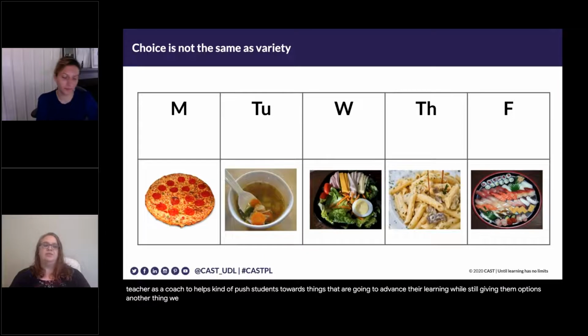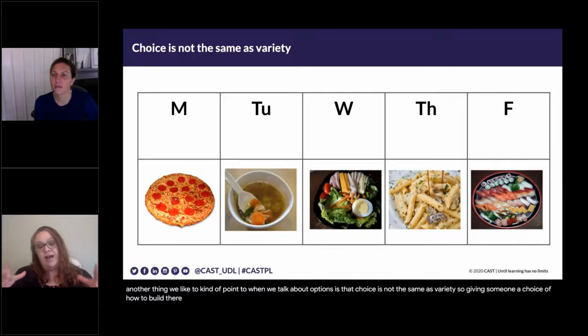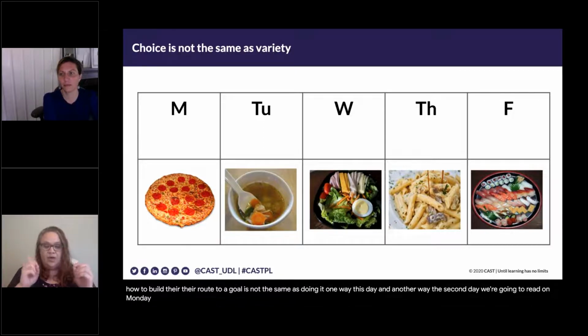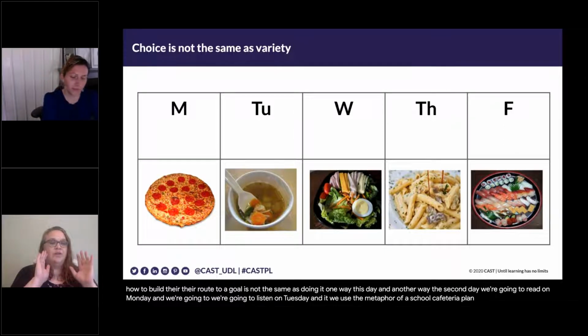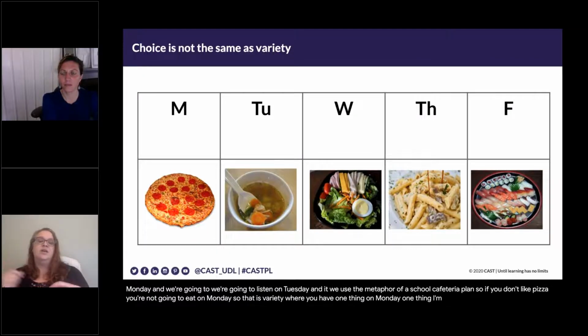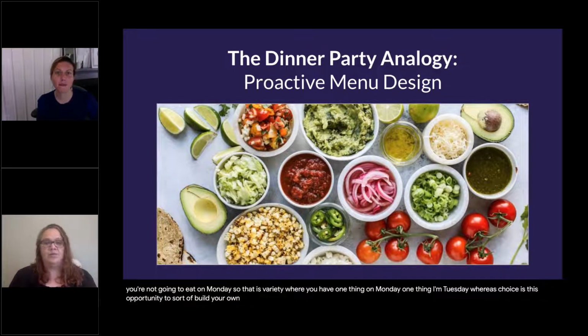Another thing we like to point to when we talk about options is that choice is not the same as variety. So giving someone a choice of how to build their route to a goal is not the same as doing it one way this day and another way the second day. So we're going to read on Monday and we're going to listen on Tuesday. And we use the metaphor of a school cafeteria plan. So if you don't like pizza, you're not going to eat on Monday. So that is variety, where you have one thing on Monday, one thing on Tuesday. Whereas choice is this opportunity to build your own route to your goal.